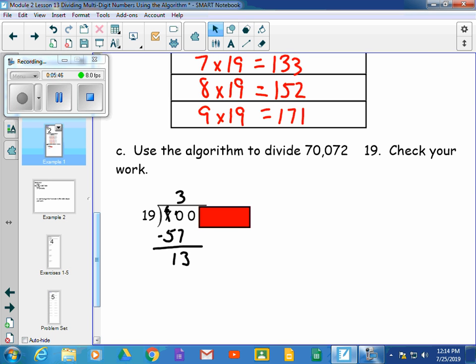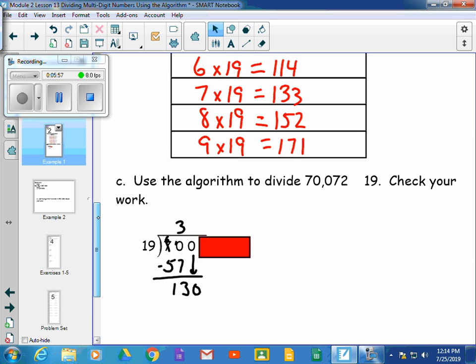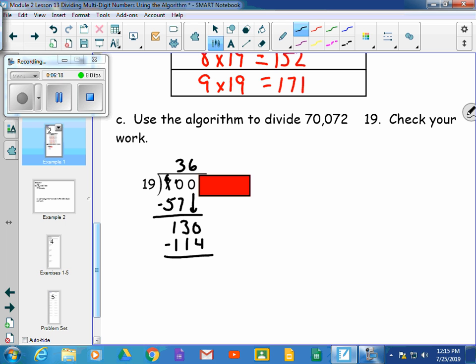I'm going to reveal a 0, and I'm going to bring that 0 down, and I'm going to repeat the steps. I'm going to look at my list of multiples and say, how many times does 19 go into 130? I'm looking for a multiple that is smaller than 130 but as close as possible. I can see that it will go in there 6 times. 6 times 19 is 114. Subtract again. I have to borrow again. I get 6 here and a 1. I'm good. I have a remainder less than 19.